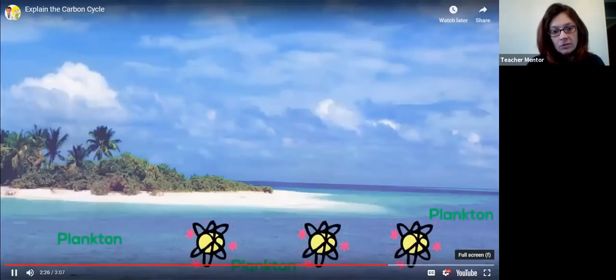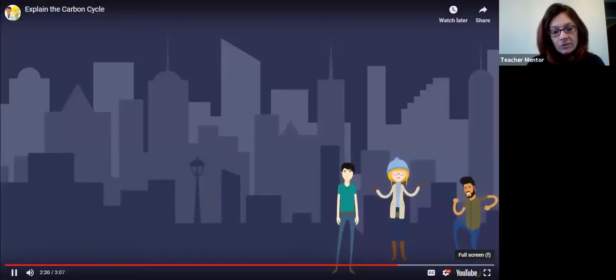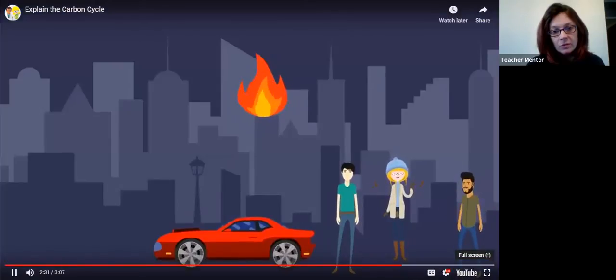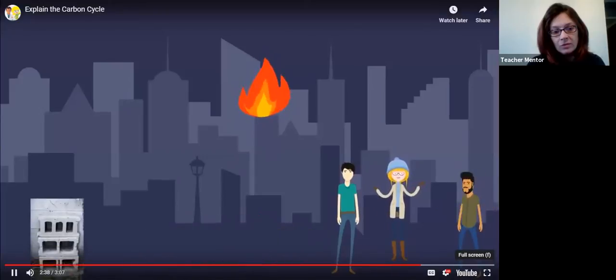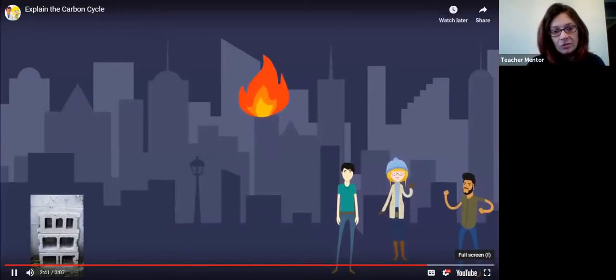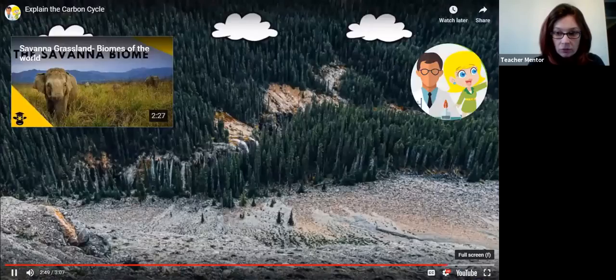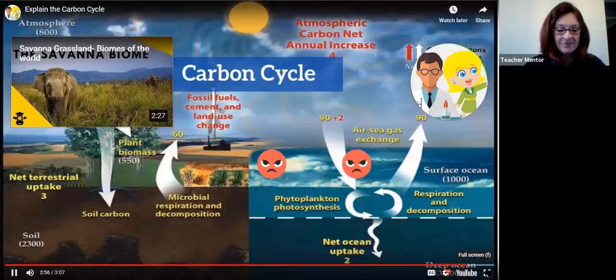Humans also influence the movement of carbon. Humans burn fossil fuels which release carbon into the atmosphere by combustion. Also, the production of clinker, which is used for cement from limestone, also releases carbon into the atmosphere. In addition, deforestation from humans can increase the amount of carbon in the atmosphere. So there we go, an overview of the path of an atom of carbon that it may take during the carbon cycle. Thanks for watching.